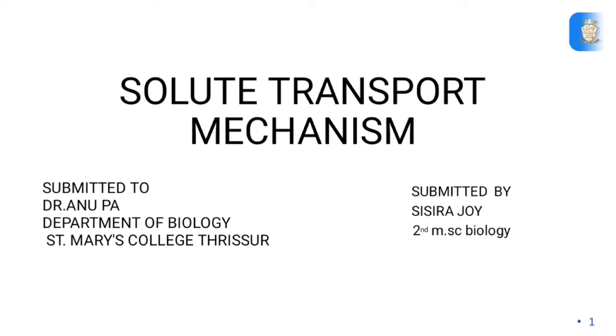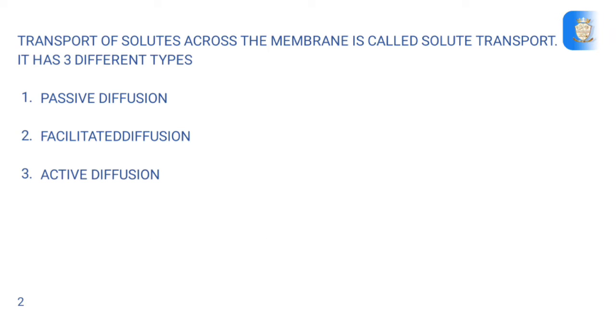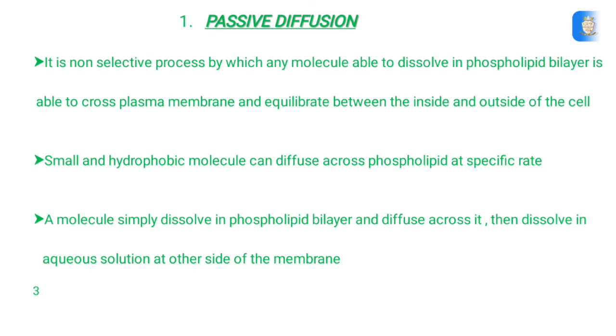Now we are discussing the topic solute transport mechanism. Transport of solute across the plasma membrane is called solute transport. It has three different types: passive diffusion, facilitated diffusion, and active transport. First, about passive diffusion.